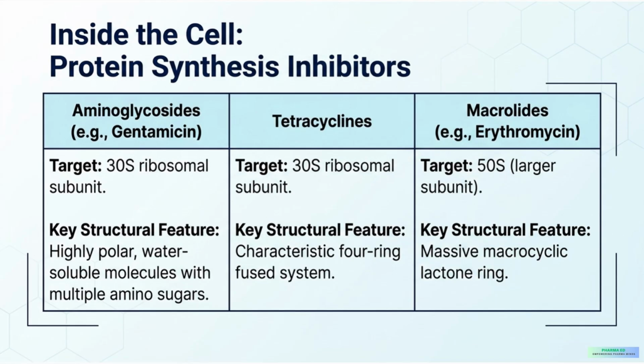All right, moving inside the cell now, you need to memorize these targets and structural features. Aminoglycosides, like gentamicin, are highly polar, water-soluble molecules with multiple amino sugars that hit the 30S ribosomal subunit. Tetracyclines, with their very characteristic 4-ring fused system, they also target the 30S ribosome. Macrolides, like erythromycin, have this massive macrocyclic lactone ring and hit the larger 50S subunit.